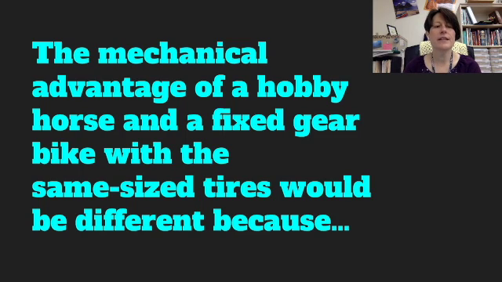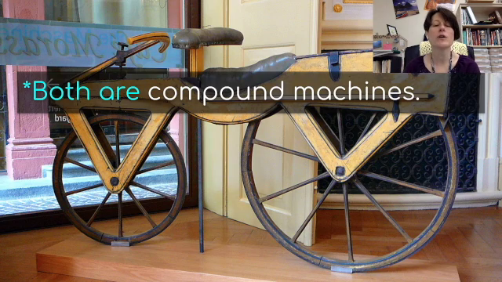So the mechanical advantage of a hobby horse and a fixed gear bike with the same size tires would be different because now you're probably saying, "Well, what is a hobby horse? I've never heard of that." Well, a hobby horse was basically the precursor to a bicycle, and it was just a bicycle without pedals. So it had two wheels, and you pushed it with your feet. Actually, at my house, we called it a push bike.